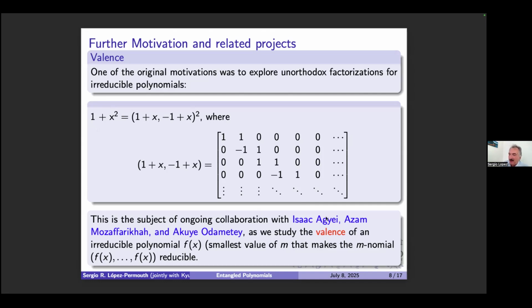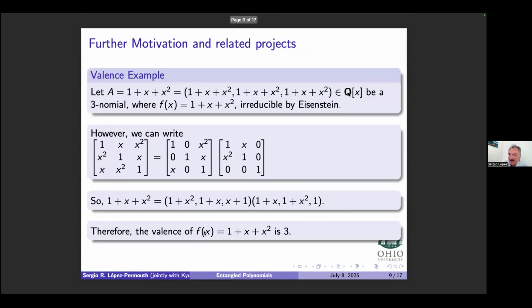And in fact, right now I have another PhD student, Isaac Aguillet, and a postdoc, Asam Mosafarika, and another graduate student. And we have been playing on this notion that you take an irreducible polynomial and you factor it in this bigger world. We are even using the word valence to say that's the smallest value of m such that if you look at the irreducible polynomial as an m-nomial, then it becomes reducible. We are still working on it. We don't have a paper ready, but some of the results are interesting.